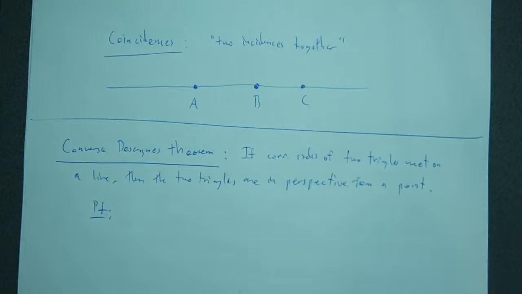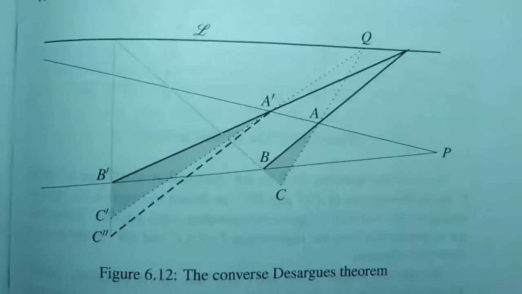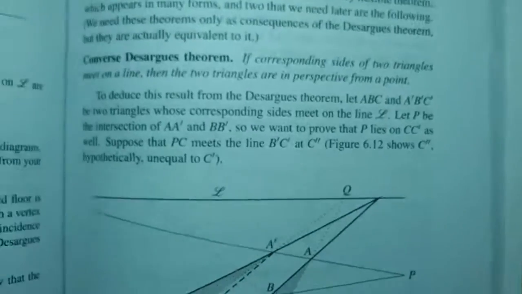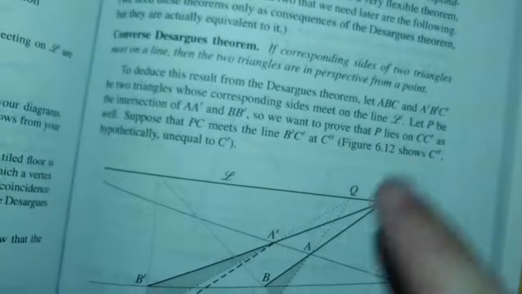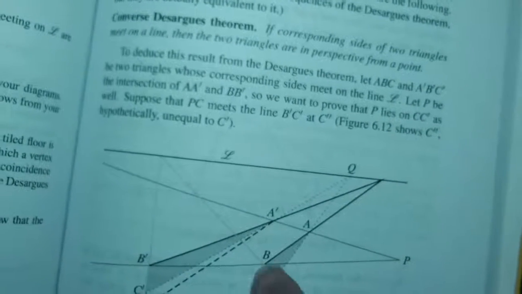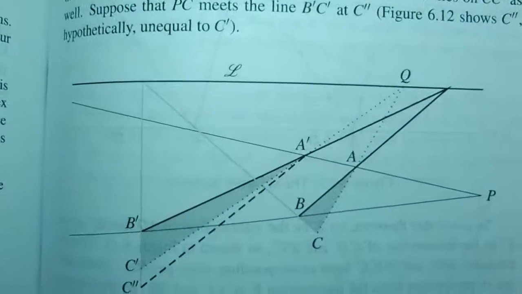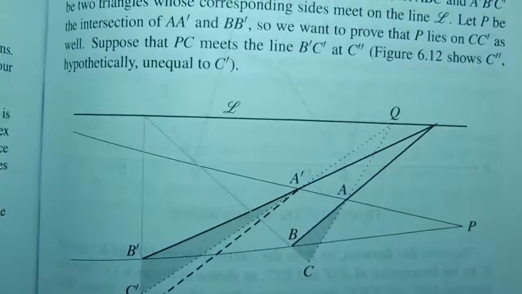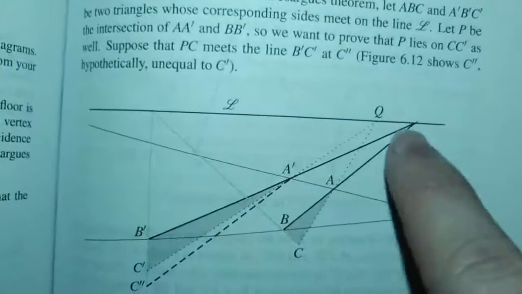And to see this, I'm going to show you the following diagram. So suppose we have the following diagram. I have a line L, and I have this statement that I have two triangles whose corresponding sides meet on a line, so I've paired them up in a way that all of these corresponding sides meet on this line L. Some of these are a little bit light, so I'm trying to get in close to the camera here.